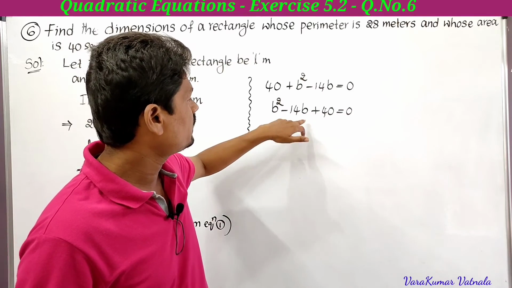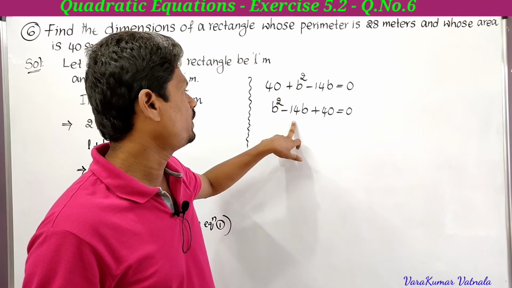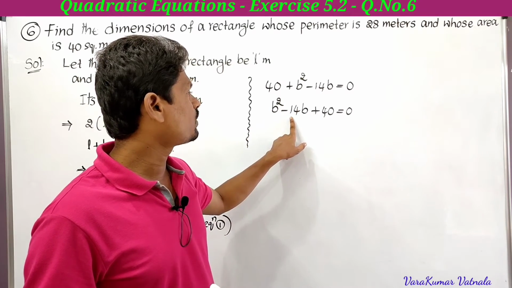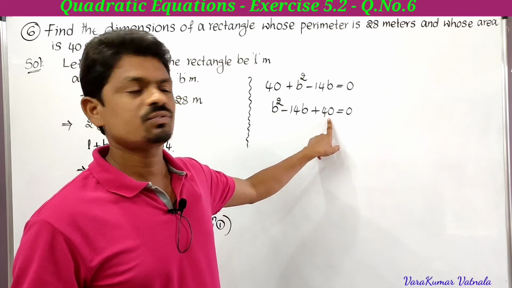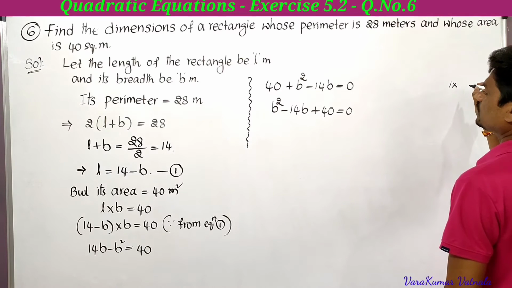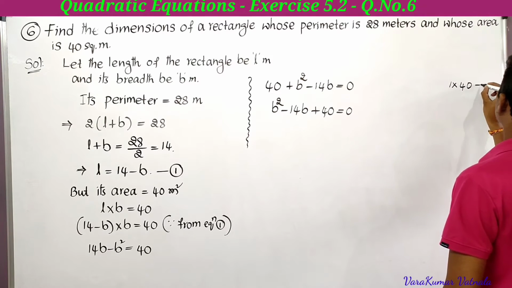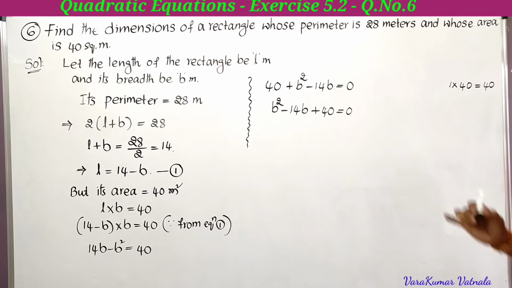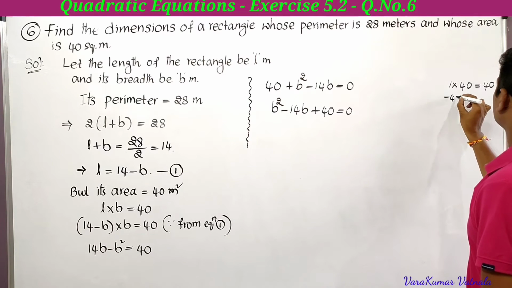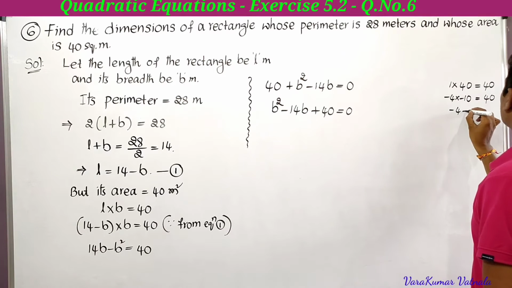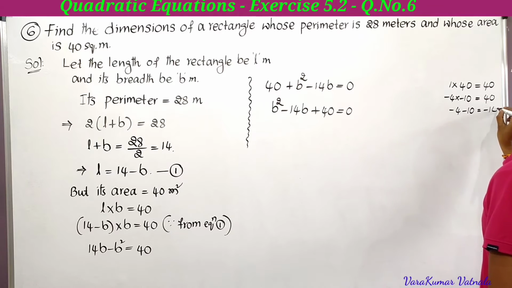So now how to solve? It is a quadratic equation in variable B. The coefficient of B square is 1, the coefficient of B is minus 14, and the constant is plus 40. Multiply the coefficient of B square with the constant, that is 1 into 40 is equal to 40. Now we have to select two factors of 40. Their product should be 40, and sum should be minus 14. So I am selecting minus 4 into minus 10 is equal to plus 40, and minus 4 minus 10 is equal to minus 14.